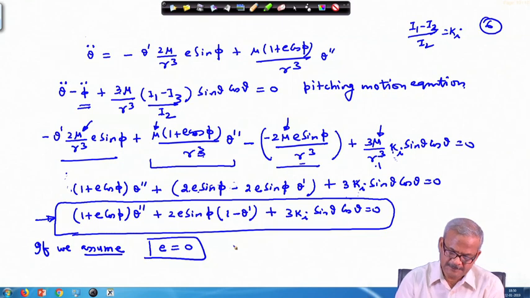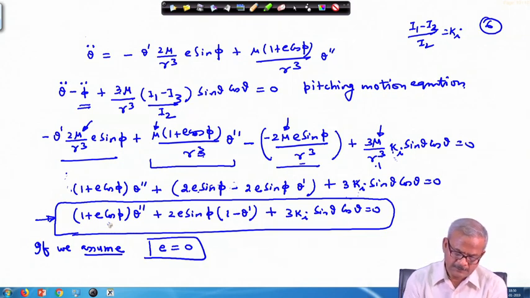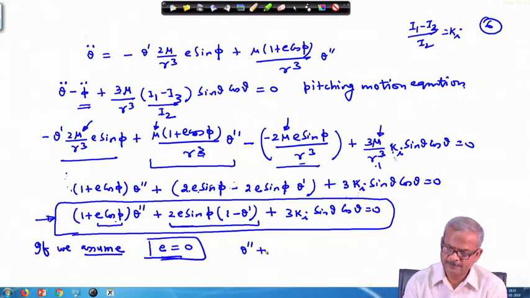then this gets simplified to, we can see from this place this term will get eliminated and we get here theta double prime. This term we can get rid of and we can write this as 3 k I sin theta times cos theta equal to 0.